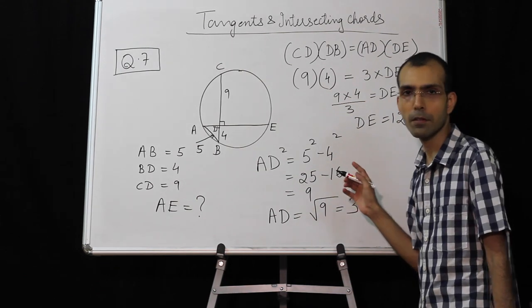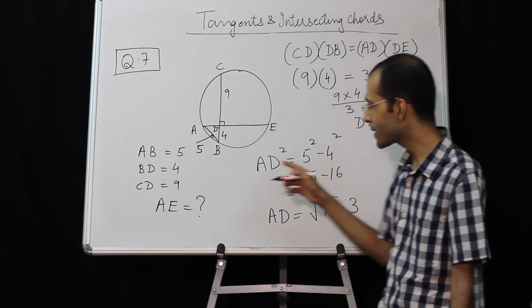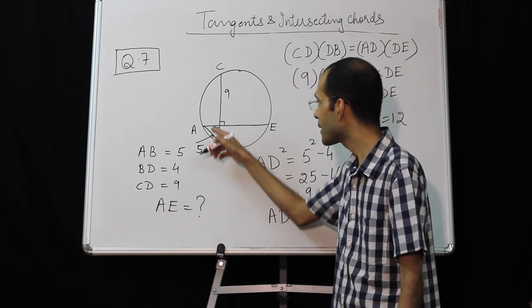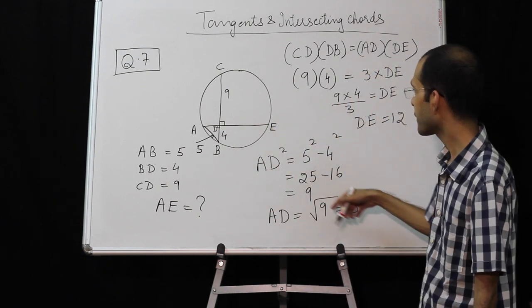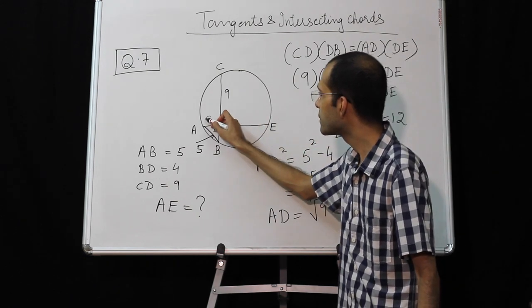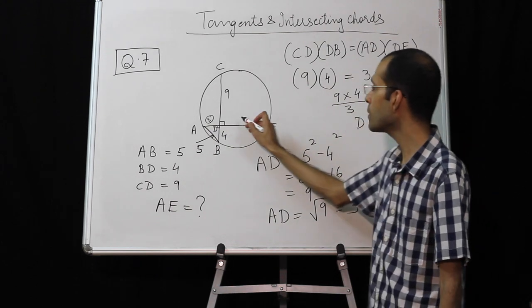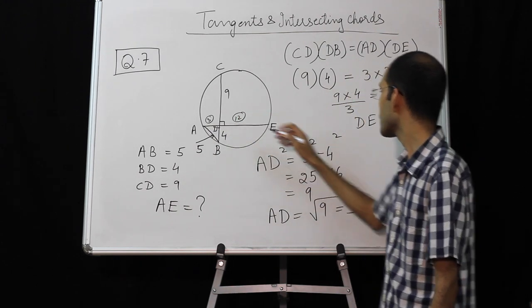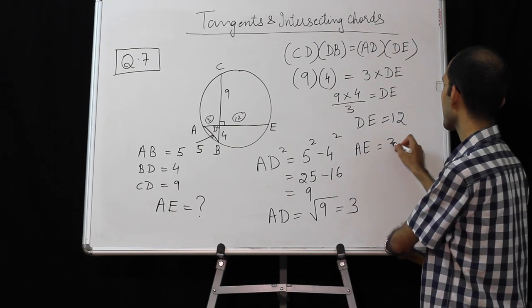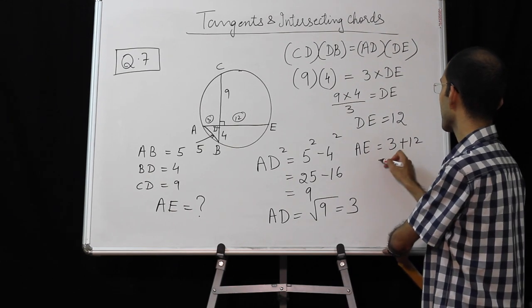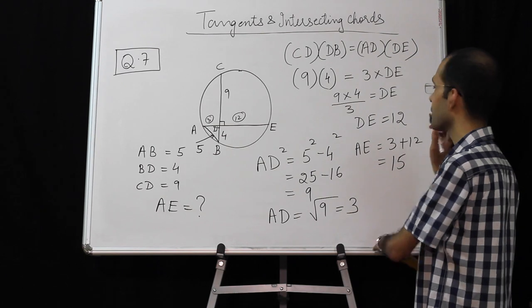Hold on, this is not our final answer. What is asked is AE. This is AE. Now how much was AD? 3. How much is DE now? 12. So what would be AE? 3 plus 12. That is 15.